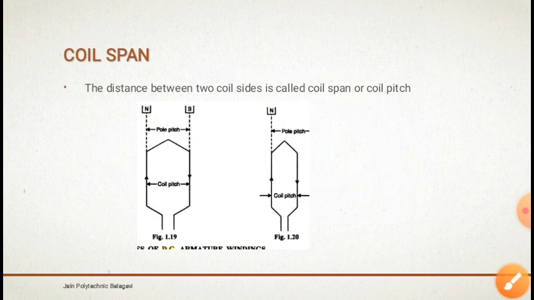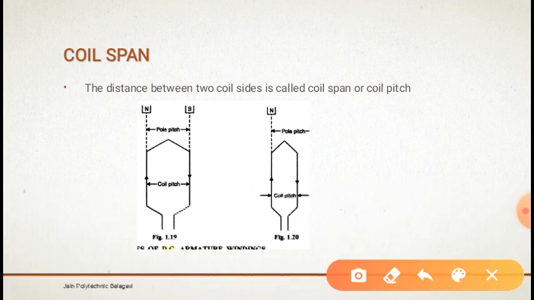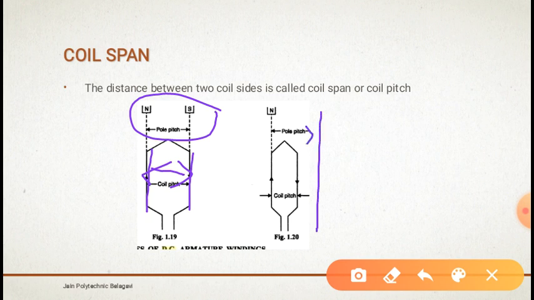Next one is about the coil span. It is also called coil pitch. It is the distance between two coil sides. So if I consider this one as one coil side and this one as another coil side, the distance between these two is called coil span. When this coil span is equal to the pole pitch, it is said to be a full pitched winding. If the coil span is less than the pole pitch, then this type of winding is called a fractional pitch winding.